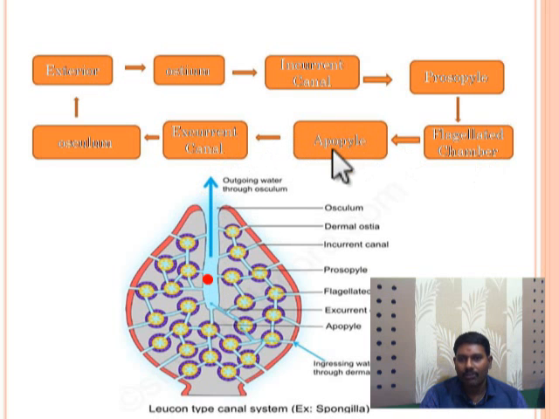by means of the apopyle. Here two things are very important. Before the prosopyle, the prosodus will be there. Before the apopyle, the apodus will be there. That is also helping the apopyle and prosopyle to do the process. This leucon type canal system is seen in Spongilla.